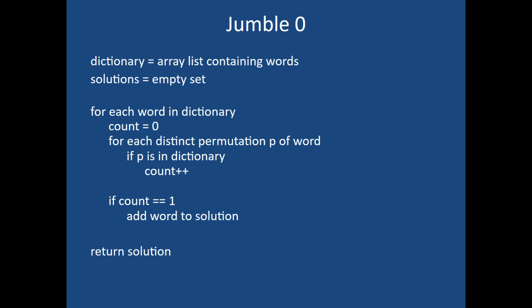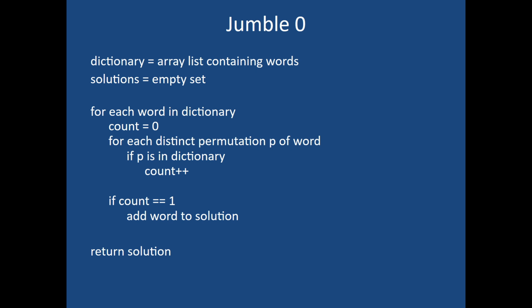All right, here's the first version, sort of the simplest version I could think of. Dictionary is just going to be an array list of words. The words that we're given, you stick them in an array or an array list. And then we're going to have a set that I'll call solutions, and that starts out empty. Then we're going to look at every word in the dictionary. So we loop through every word in that list. We have this variable count, which we set to 0. Then we consider every permutation of the word.